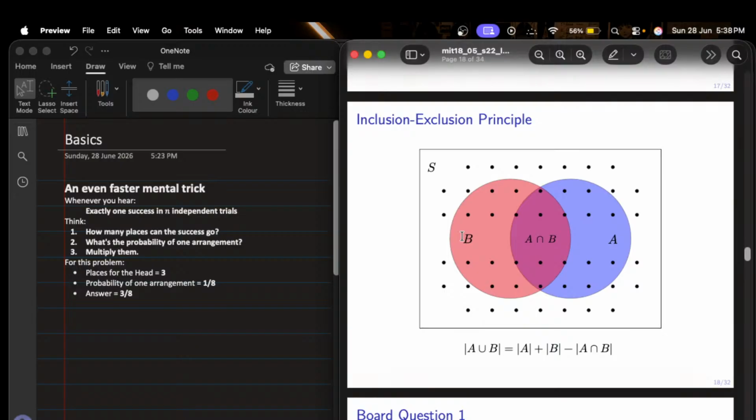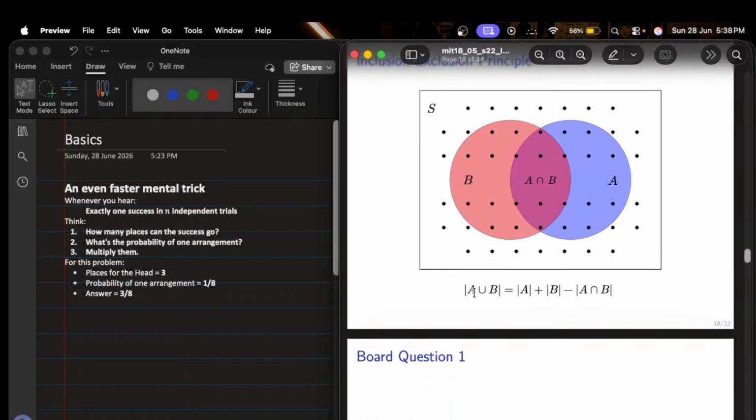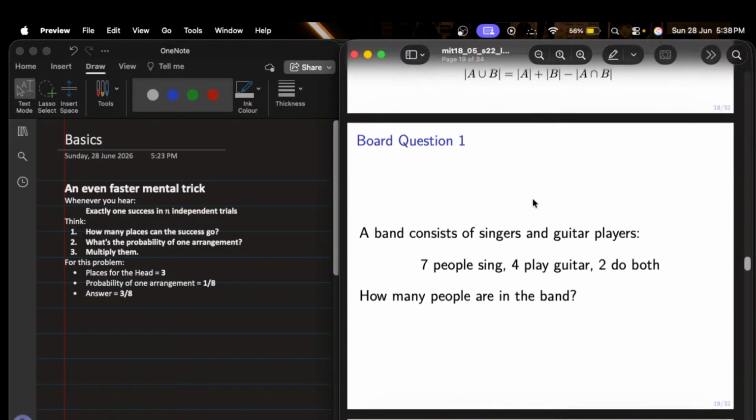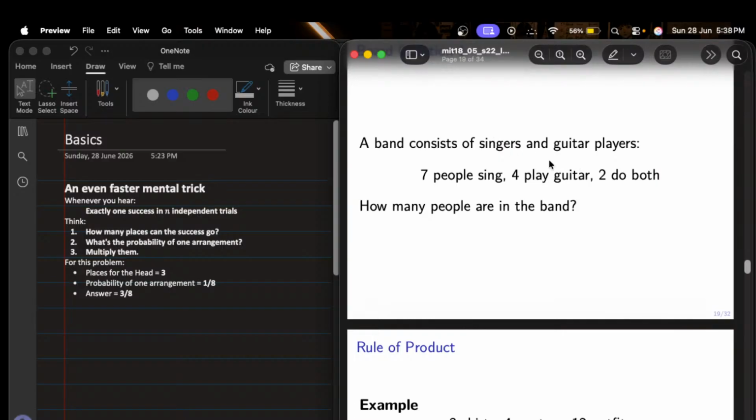Okay, inclusion-exclusion principle. If you want to include everything, this is inclusion. Then A plus B, and you have to exclude the overlapped part. Okay, makes sense. A band consists of singers and guitar players. 7 people sing, 4 play guitar. So we have to plus this 2, minus this, right? 11, so it will be 9.